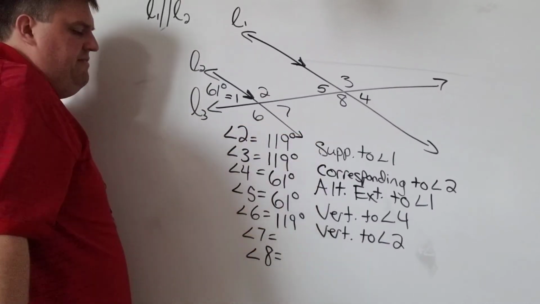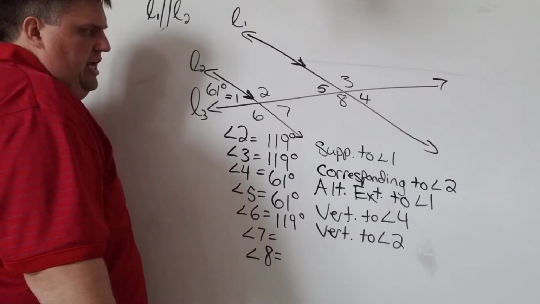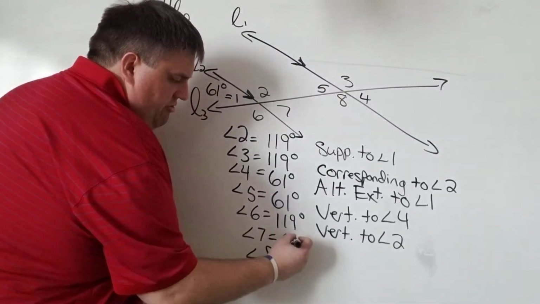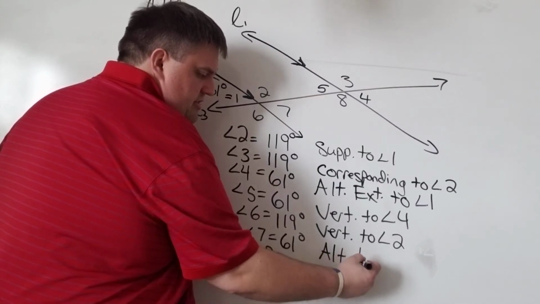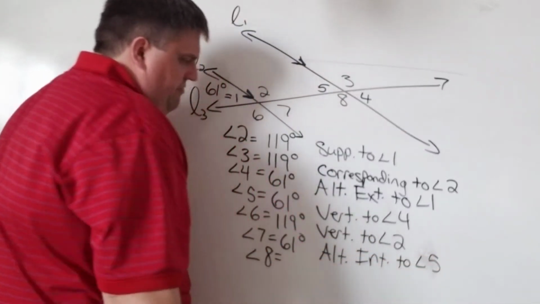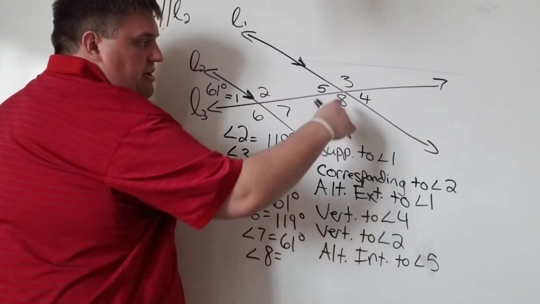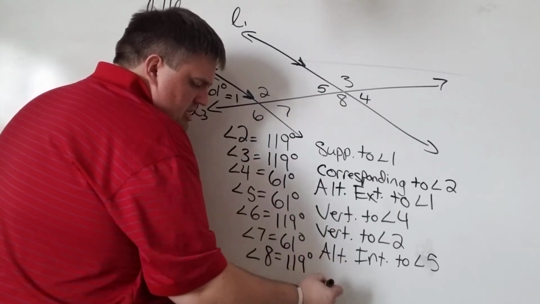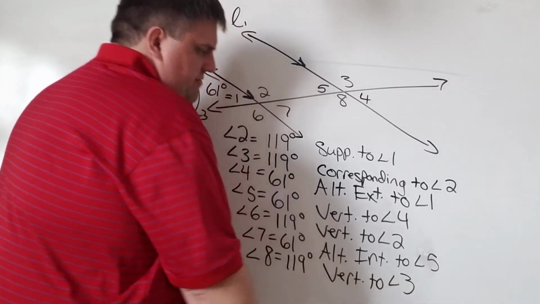And then angle 7, we have a load of choices that we could go from. Let's see, why haven't we used that? Let's use 5. So I know 7 and 5 are the same. They're congruent because 7 is alternate interior to angle 5. And the last one, angle 8, has to be the same as angle 3. So it's going to be 119 degrees. And we'll just put, because it's vertical, to angle 3.